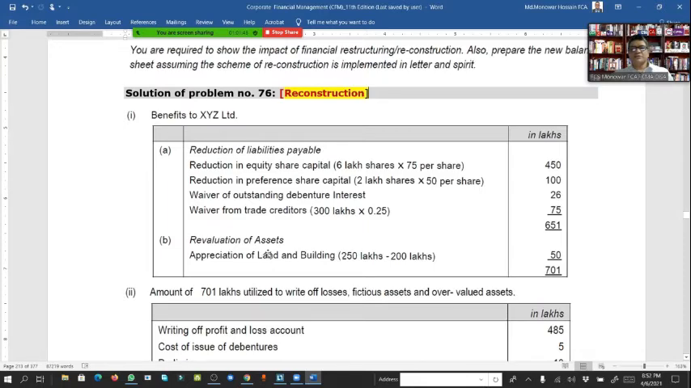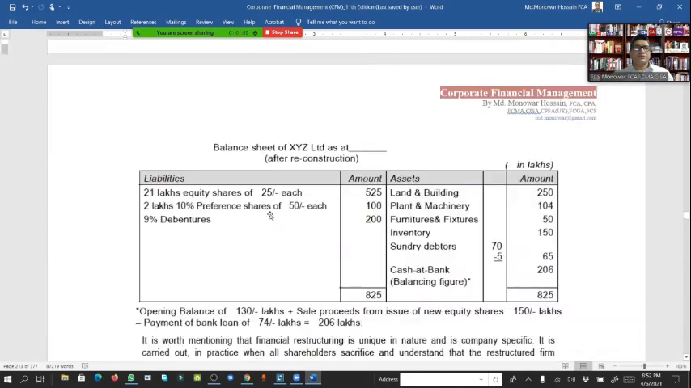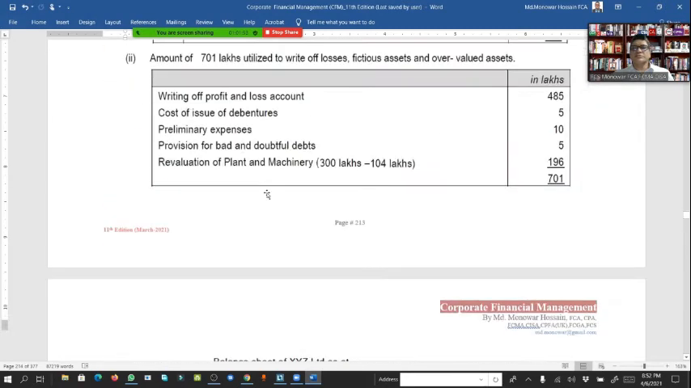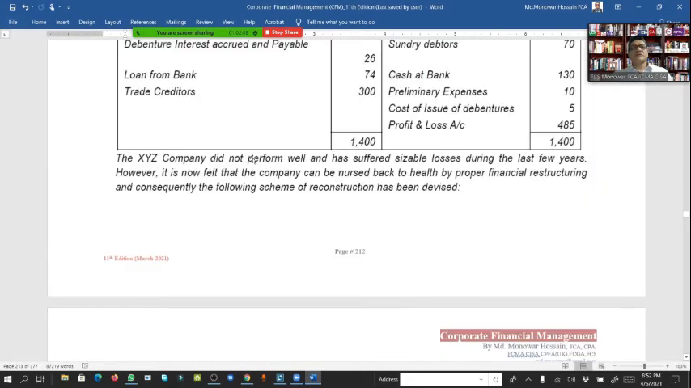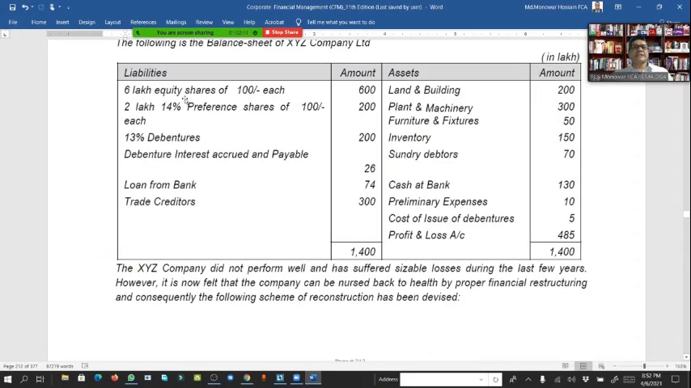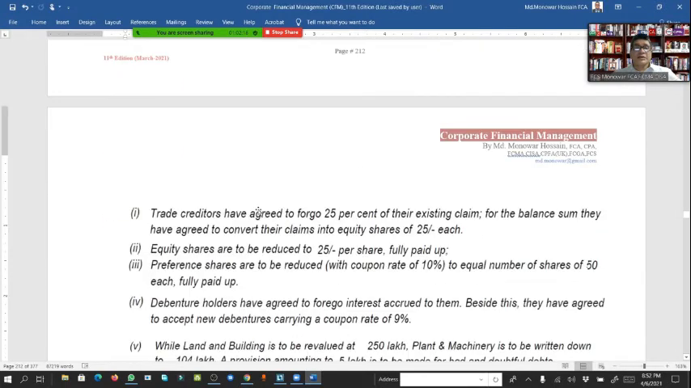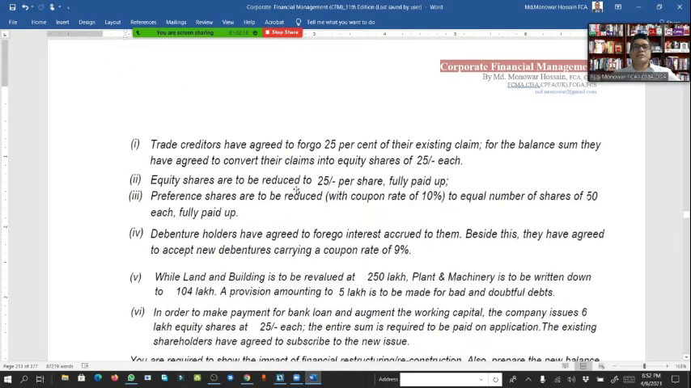How does the benefit come? Look here. Reconstruction of liability payable. The benefit of liability payable means reduction of equity share capital. 6 lakh shares multiplied by 75%, 4 lakh 50. How? Here, these 6 lakh shares are reduced. That means it is said that equity shares are to be reduced to 25 per share, fully paid.